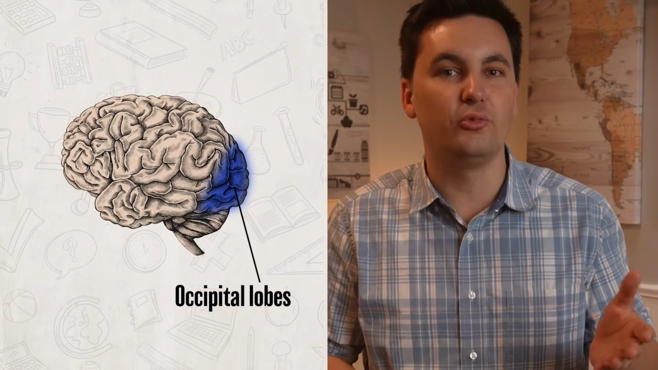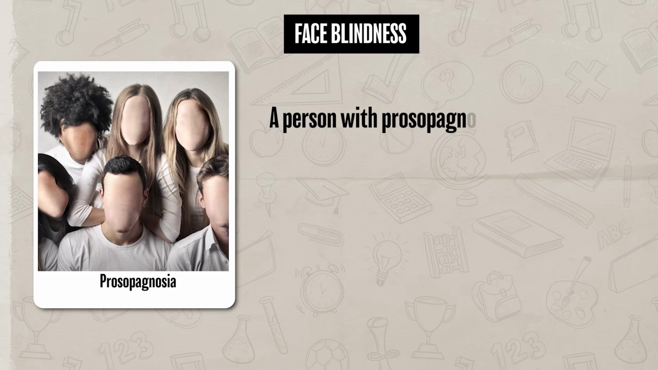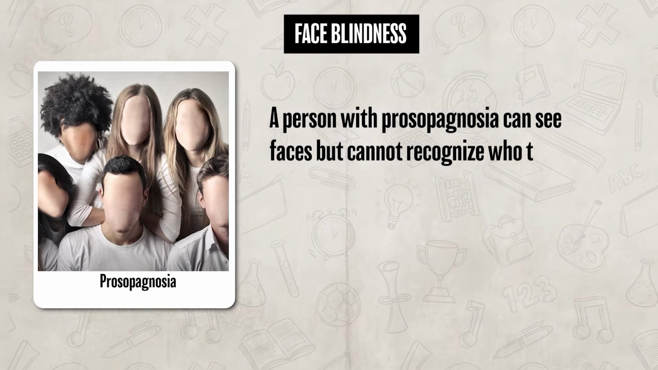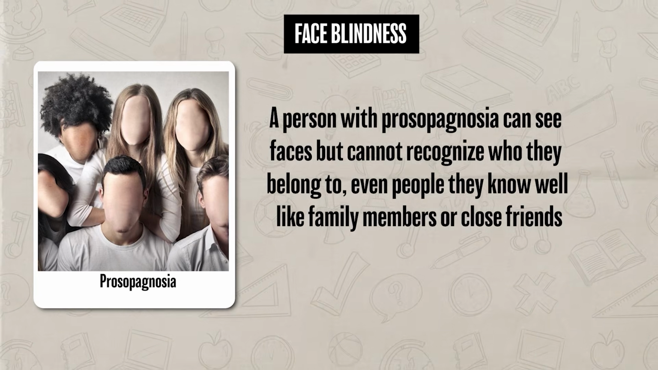All right, now to wrap up this sense, we are going to quickly review two vision-related disorders that can occur if the occipital lobes are damaged. The first is prosopagnosia, also known as face blindness. A person with prosopagnosia can see faces, but cannot recognize who they belong to, even people they know, like family members or close friends. They can still see and describe facial features, but cannot identify whose face they are looking at.